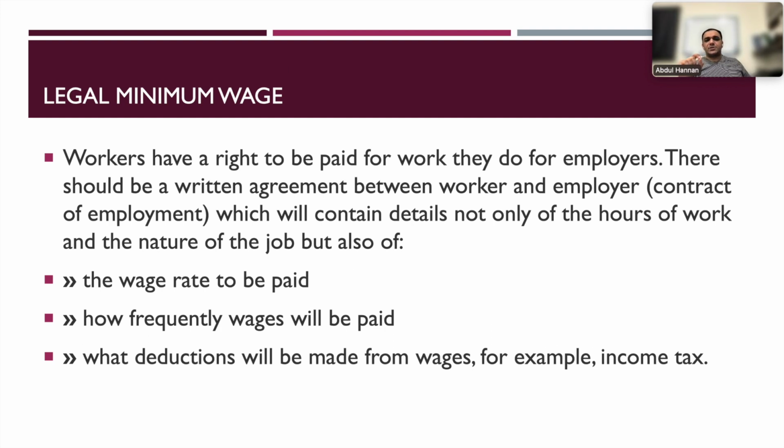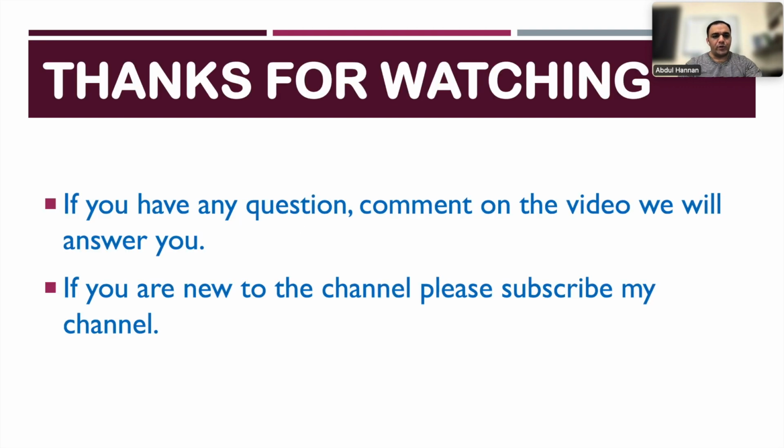Legal minimum wage. Workers have the right to be paid for work they do for employers. There should be a written agreement between worker and employer, like a contract of employment, which will contain details not only of the hours of work and nature of the job, but also the wage rate to be paid, how frequently wages will be paid, and what deductions will be made from the wages, for example, income tax and all that. So everything should be clear in that particular legal minimum wage. So these are all the legal controls over business.